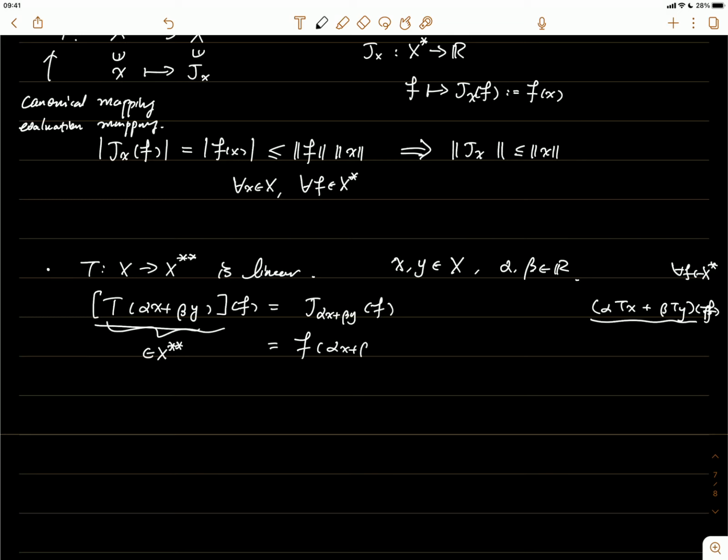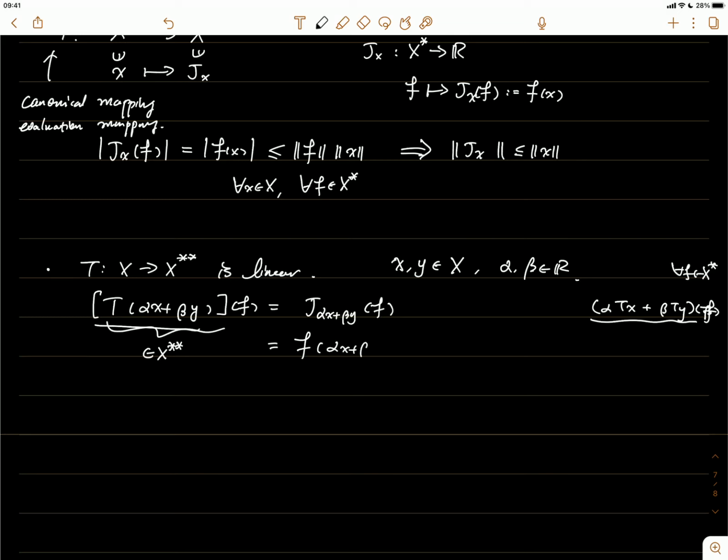But the Jx and the Jy are just T of x and T of y, so we're just evaluating this at f. And that is exactly the right hand side we wanted right here. This implies that T is actually linear. And not just linear, it's also bounded.